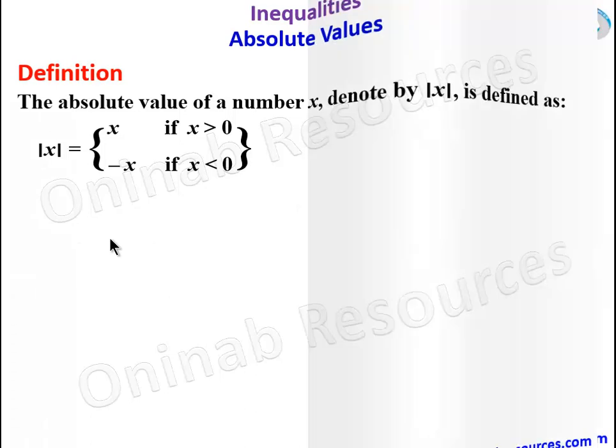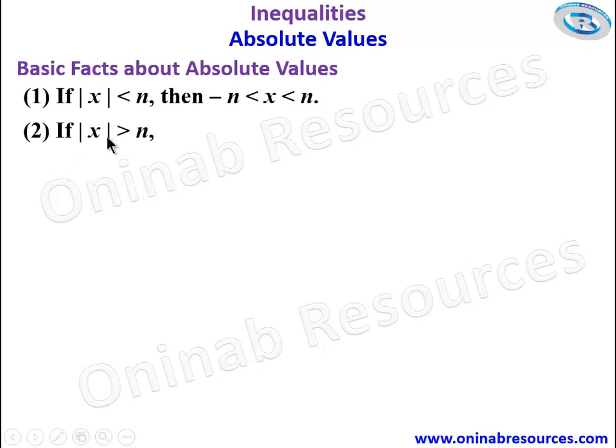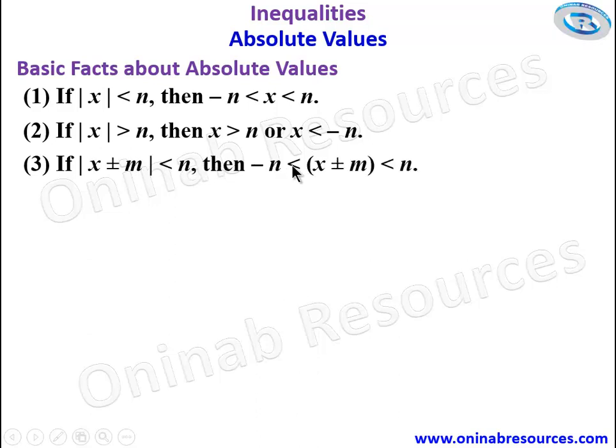So we look at some basic facts about absolute values. 1. If absolute value of x is less than n, then negative n is less than x less than n. 2. If absolute value of x is greater than n, then x is greater than n or x is less than negative n. 3. If absolute value of x plus or minus m is less than n, then negative n is less than x plus or minus m less than n.